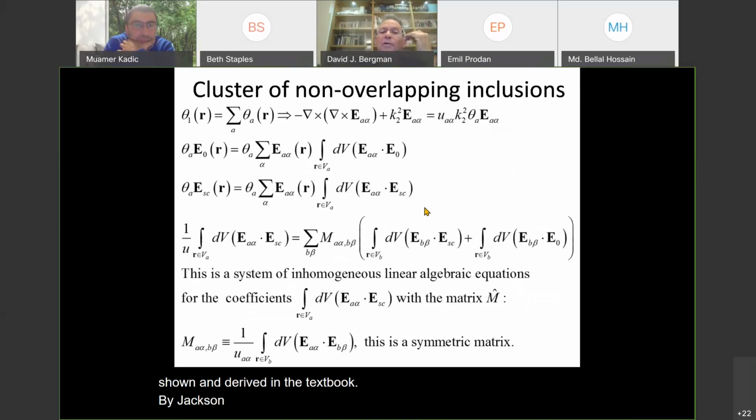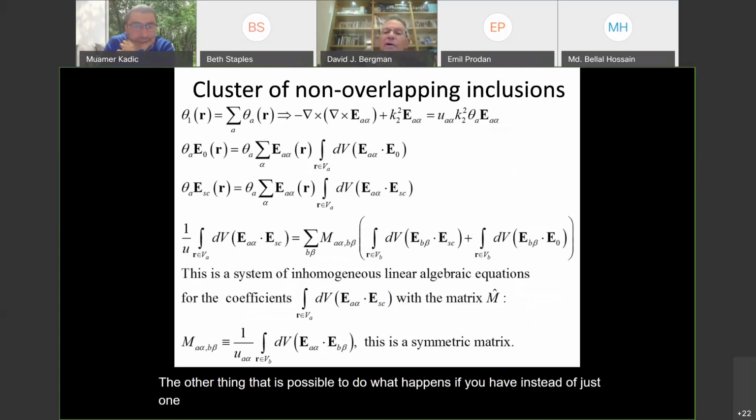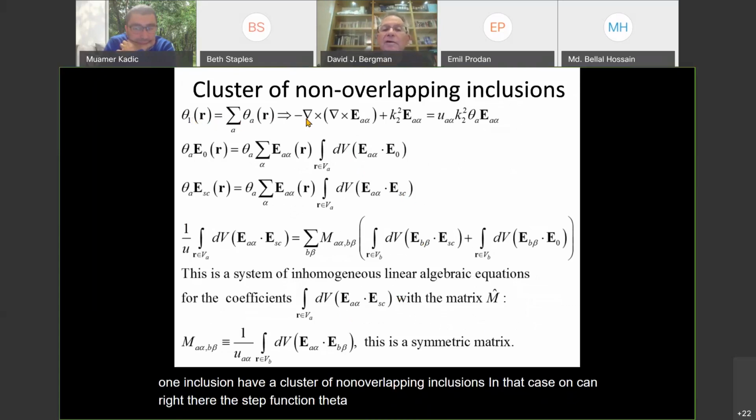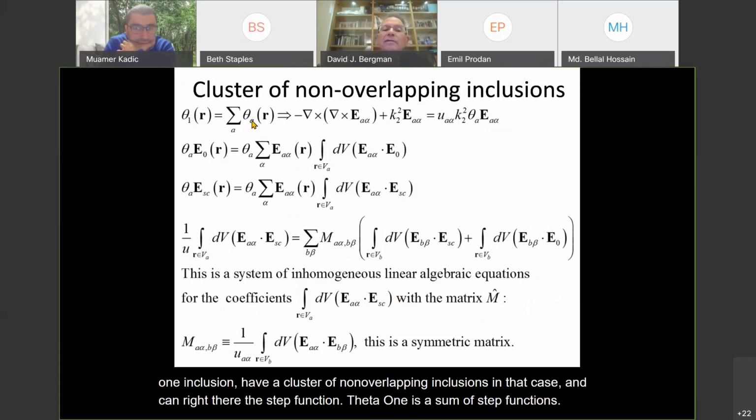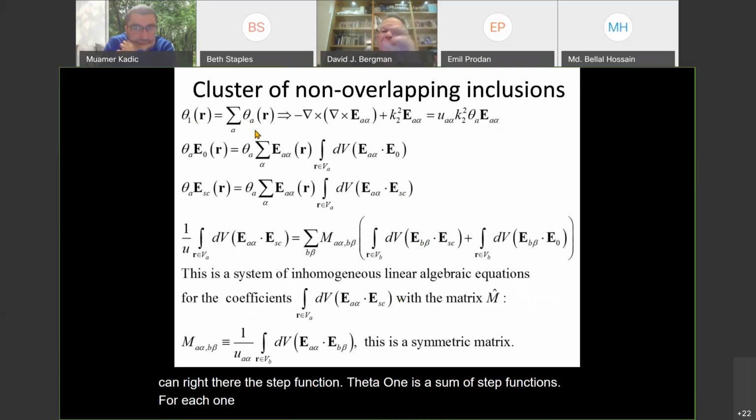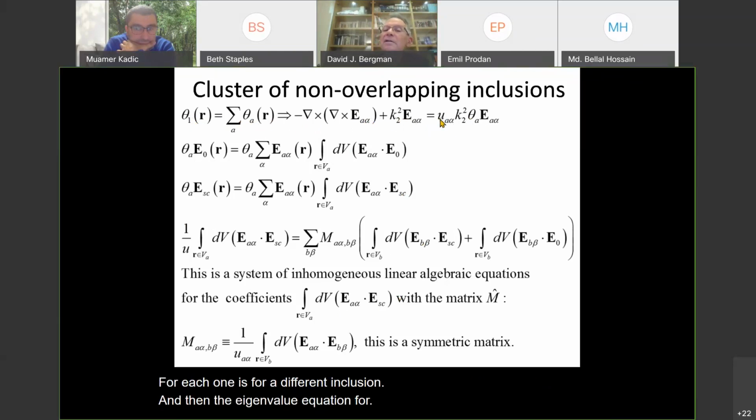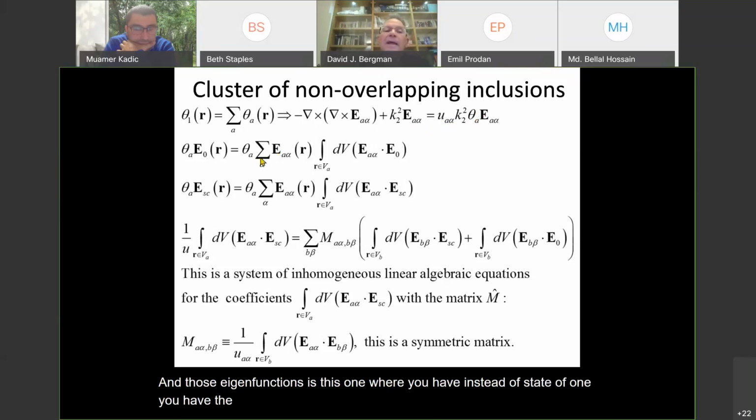Another thing that is possible to do: what happens if you have, instead of just one inclusion, a cluster of non-overlapping inclusions? In that case, you can write the step function theta 1 as a sum of step functions, one for each different inclusion. And then the eigenvalue equation for those eigenfunctions is this one, where instead of theta 1, you have the theta of that inclusion.